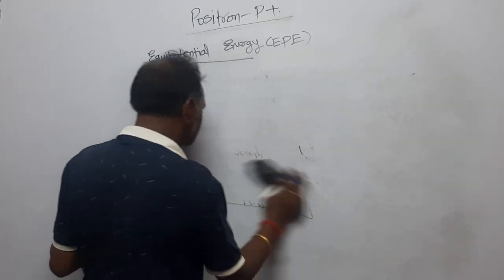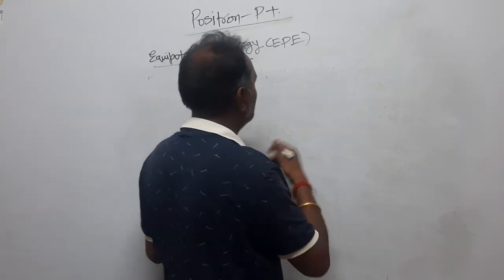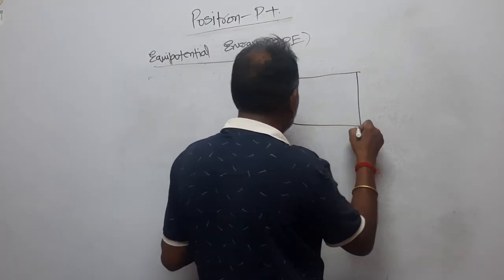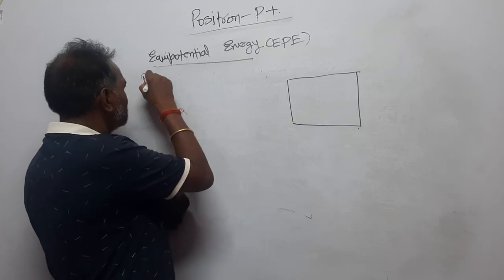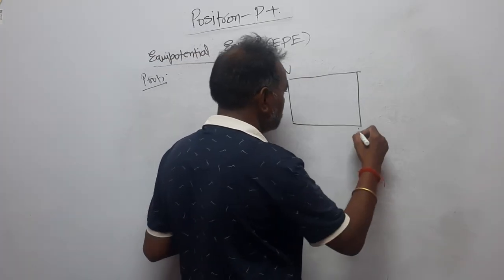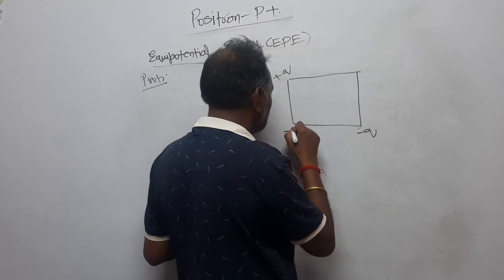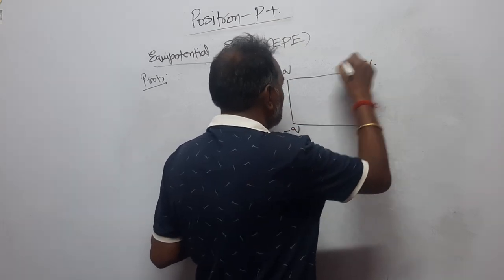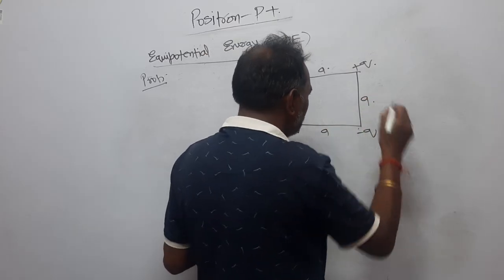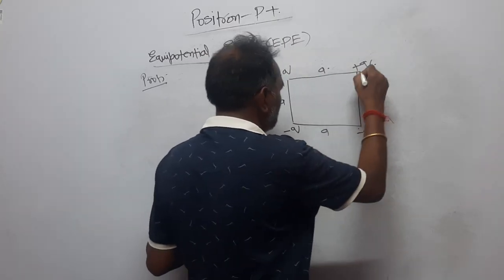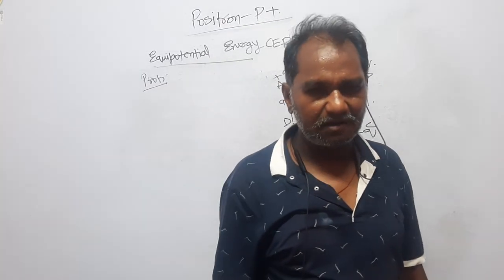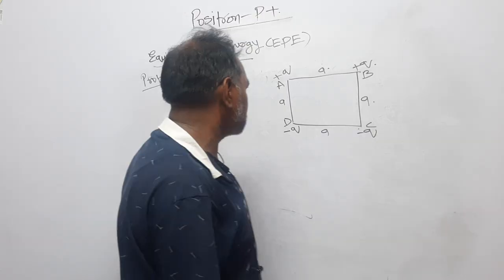Dear student, let this be a square, right? This time a different problem I am considering. Let it have plus Q, minus Q, and this is minus Q, this is plus Q. Each side is a. Now, what we have to do? Let these points be A, B, C, D. We have to find out the EPE of the system, the electric potential energy of the system.